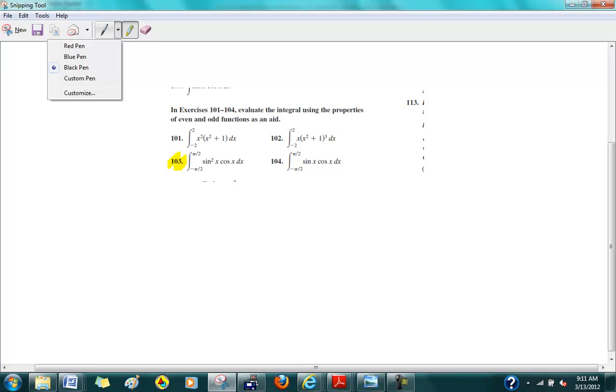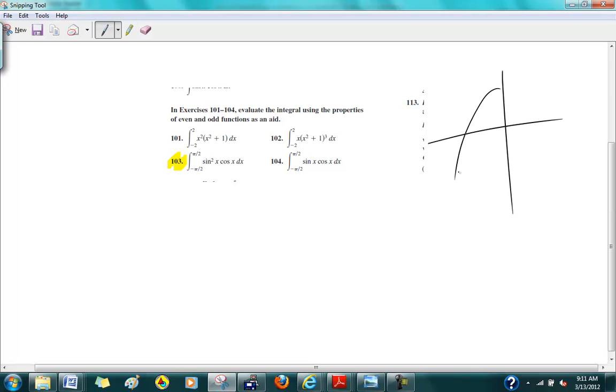You guys have to know your graphs. So you know cosine goes like that. So it's symmetric about the y-axis. So sine squared is even, cosine is even. What do you think sine squared x cosine x is going to be? It's going to be even as well. Right? It's got to be even as well.